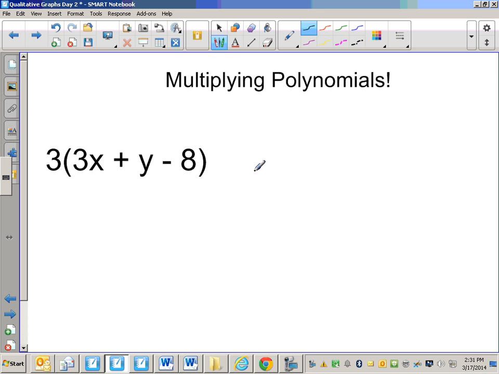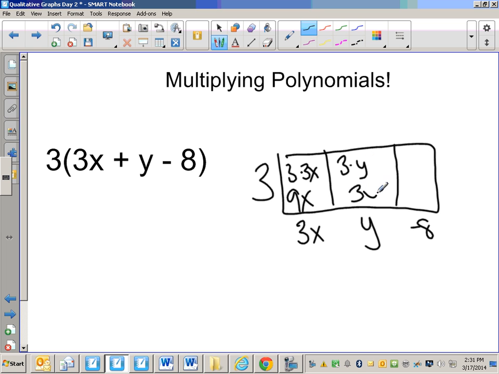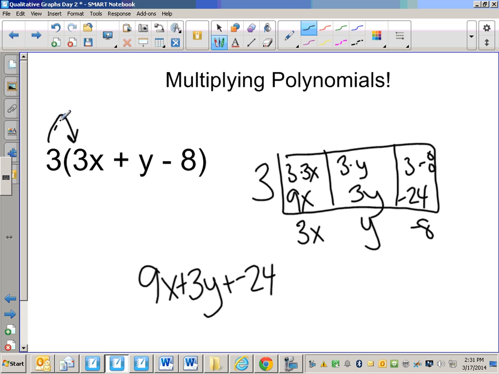All right, same idea here. If we had a monomial multiplied by a trinomial, we would have 3 things here. So 3x, y, negative 8. 3 times 3x would be 9x. And 3 times y would be 3y. And 3 times negative 8 would be negative 24. So we'd put that all together as 9x plus 3y plus a negative 24, which again was just distributing this 3 through here. So that's what we already know.